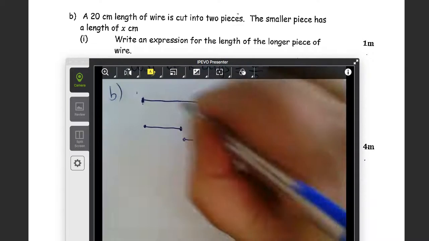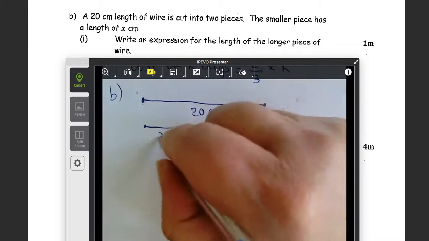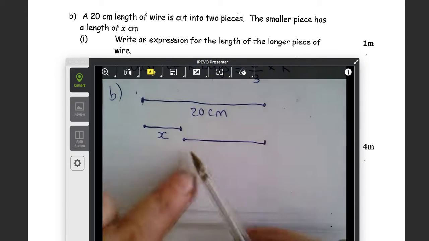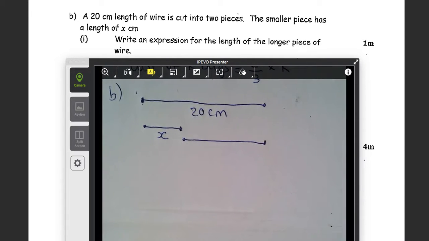Are you okay with that? I cut my wire there. This is X. I have to work out what this one is. Now, I don't know what X is. Let's say X was 5. What would this length be? How did you work that out? 20 minus 5? Let's say X was 7.